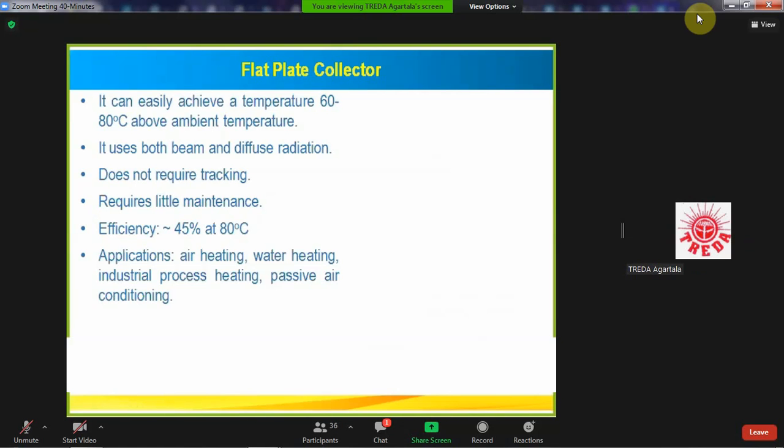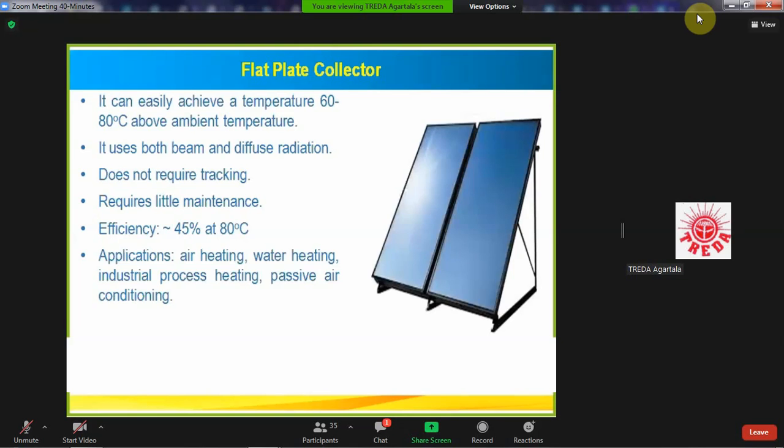Flat plate collector can easily achieve a temperature of 60 to 80 degrees centigrade above ambient temperature. It uses both beam and diffuse radiation, does not require tracking, requires little maintenance, and efficiency is 40% at 80 degrees centigrade. Applications: air heating, water heating, industrial process heating, passive air conditioning.